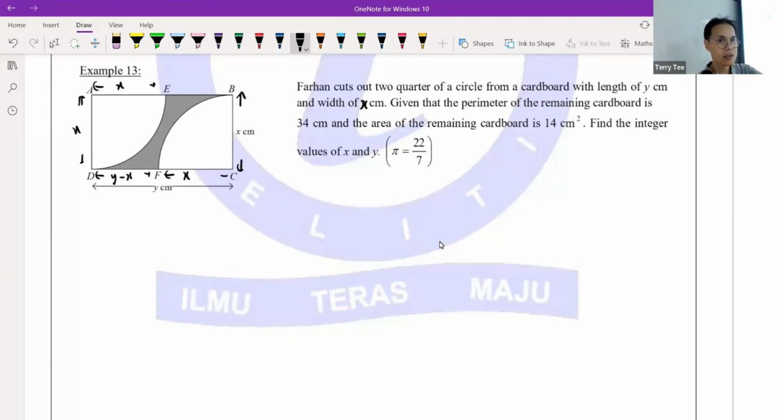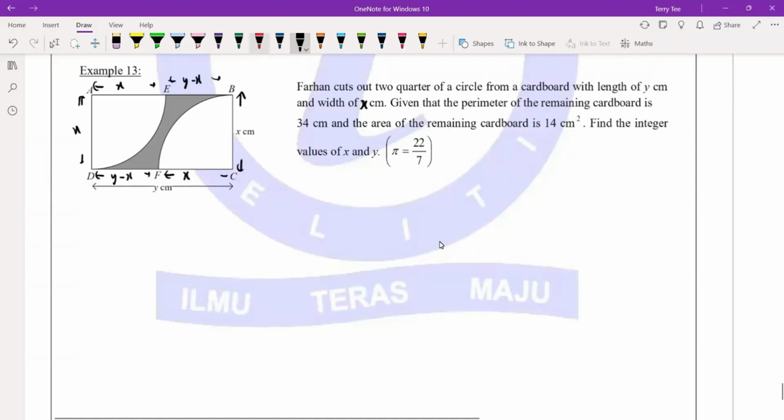This is x. The length is y minus x. Okay, so first part, they say perimeter. Perimeter means the length of this 2/4 of circle, a part of it, a length of arc, add with the 2 side here. Total must be 34.